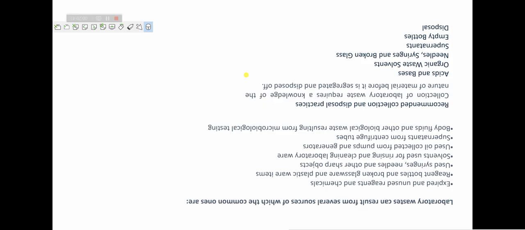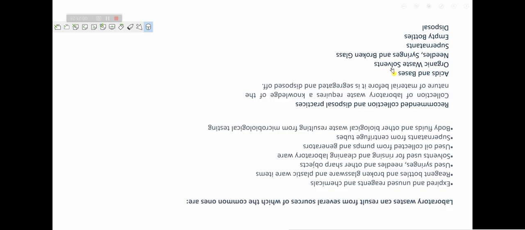So to reduce the risk of mixing, the person who is collecting should always know the nature, so there will be some disposal practices, right? So the particular person should know their disposal practices, and then they will segregate and dispose of it. Fine. Now acids and bases, organic waste solvents, needle, syringe, broken glasses, supernatant, empty bottle disposals. So these are some things we should always know about, right? So there will be some ideas.